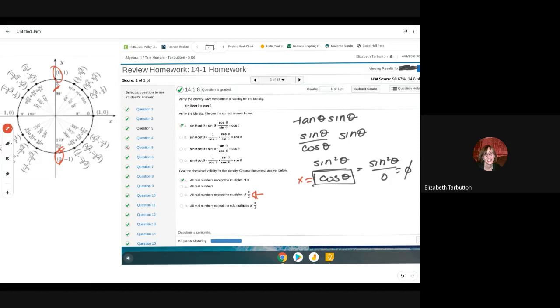And in this situation, we actually wouldn't have a domain restriction at pi, because that would be a cosine of -1, and we would get sine squared pi over -1, which would be 0 over -1, which would equal 0. So in that situation, since we would not want to consider the even multiples of pi over 2, the odd multiples of pi over 2 would be the domain of validity for a situation where you have cosine in your denominator.